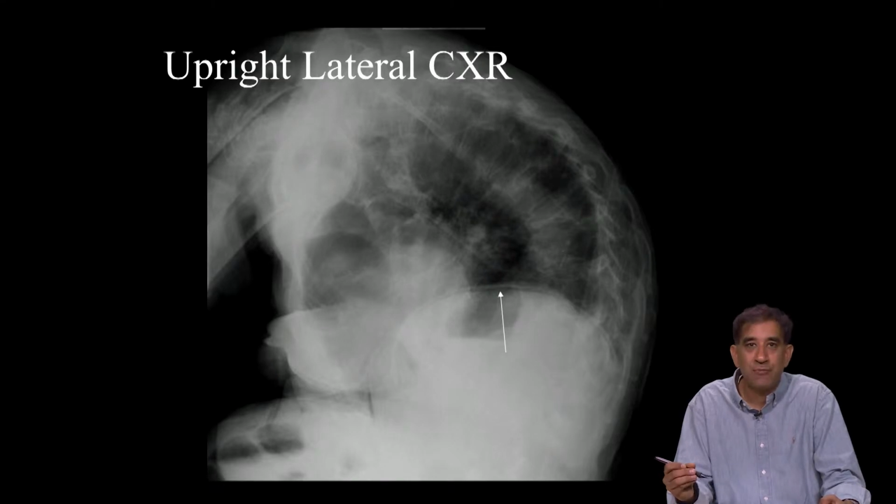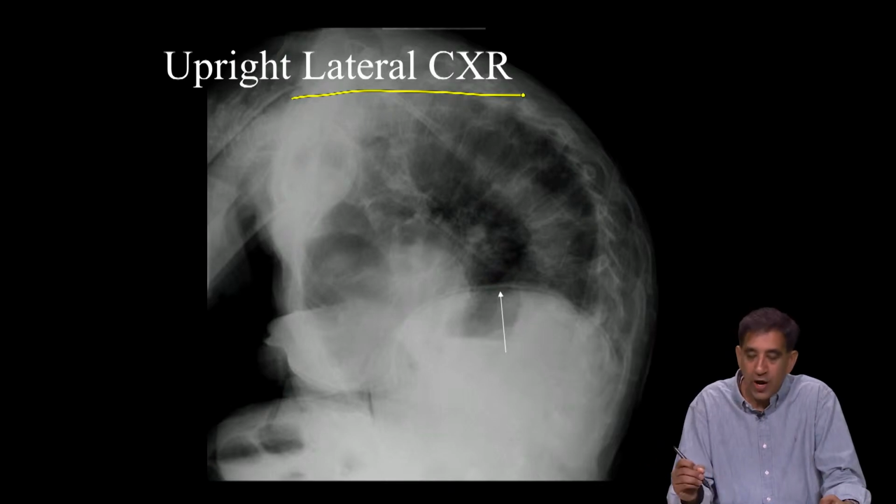Here's another example of a lateral chest X-ray which shows pneumoperitoneum. You can see the arrow pointing out a small crescent of air sitting underneath the diaphragm, and that's abnormal.